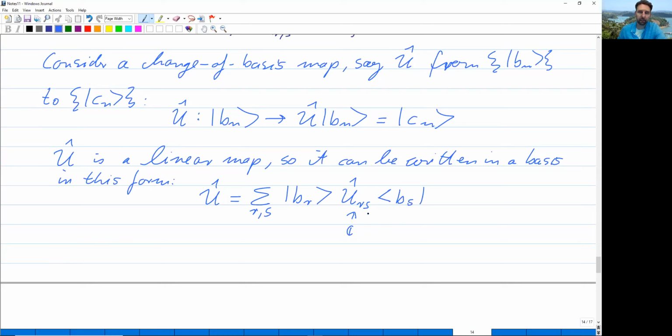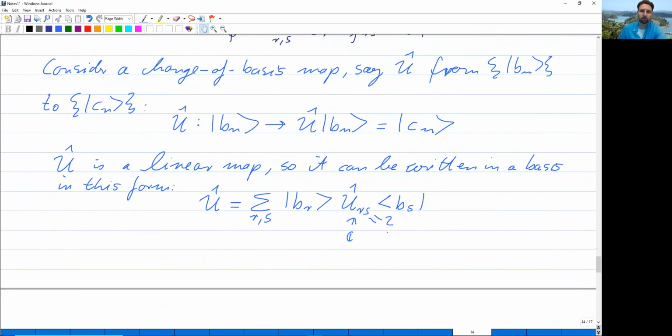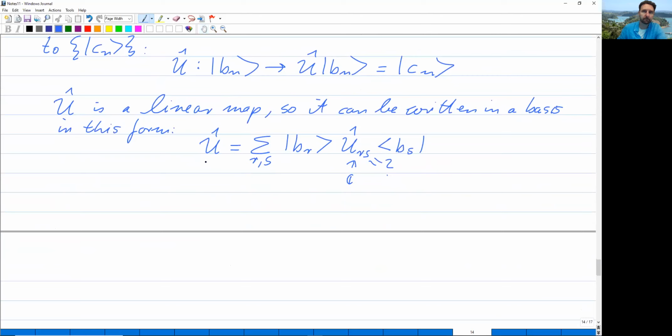Now, what are they? Equal to what? Well, let's look at it. Here we have it in general for all linear operators f hat. We have that f hat can be written in this way, and this coefficient matrix is given by that.